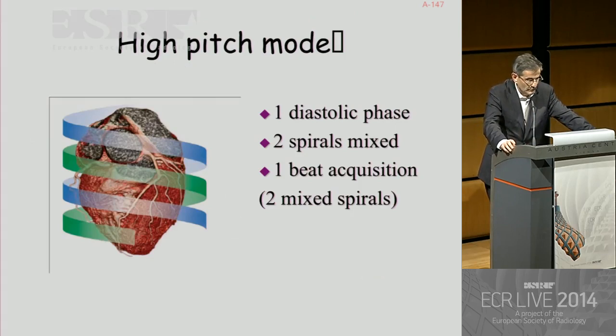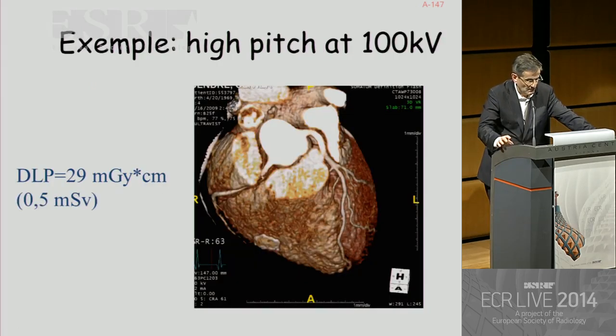So this is performed by mixing two spirals at the same time, and you can typically acquire images only in the diastolic phases. So by combining low kV and spiral mode, you can have nice acquisition for less than 1 millisievert.